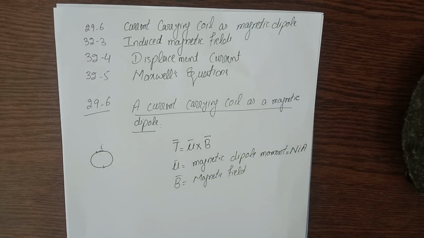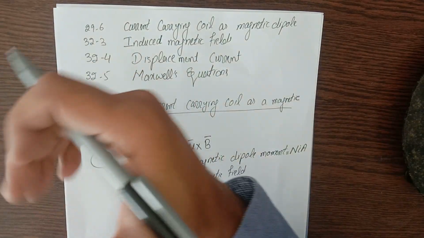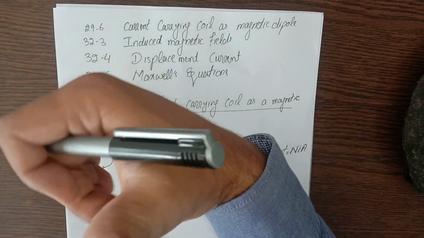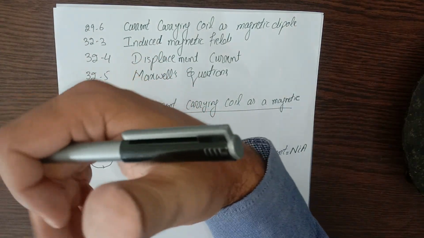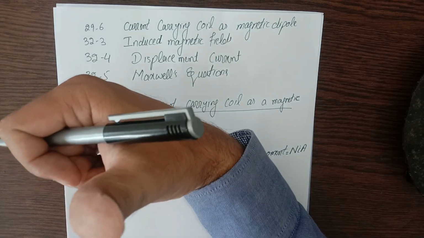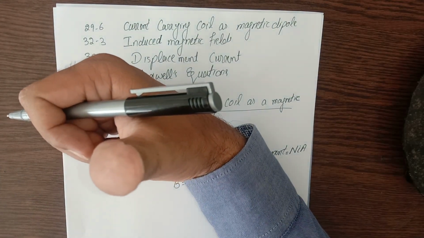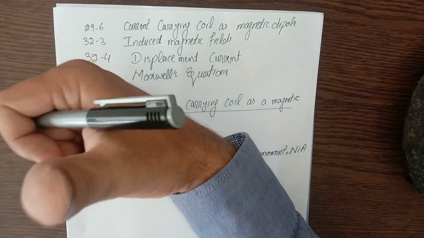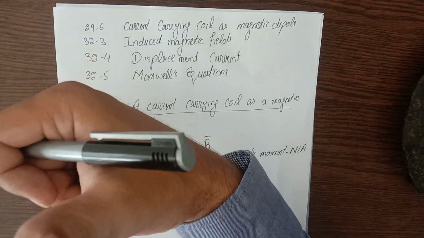The direction of mu is given by the curled straight right hand rule. Grasp the coil so that the fingers of your right hand curl around it in the direction of the current. Your extended thumb then points in the direction of the dipole moment. Since the current is flowing in anti-clockwise direction in this case, this thumb indicates the direction of this magnetic dipole moment, which is out of the plane of paper.